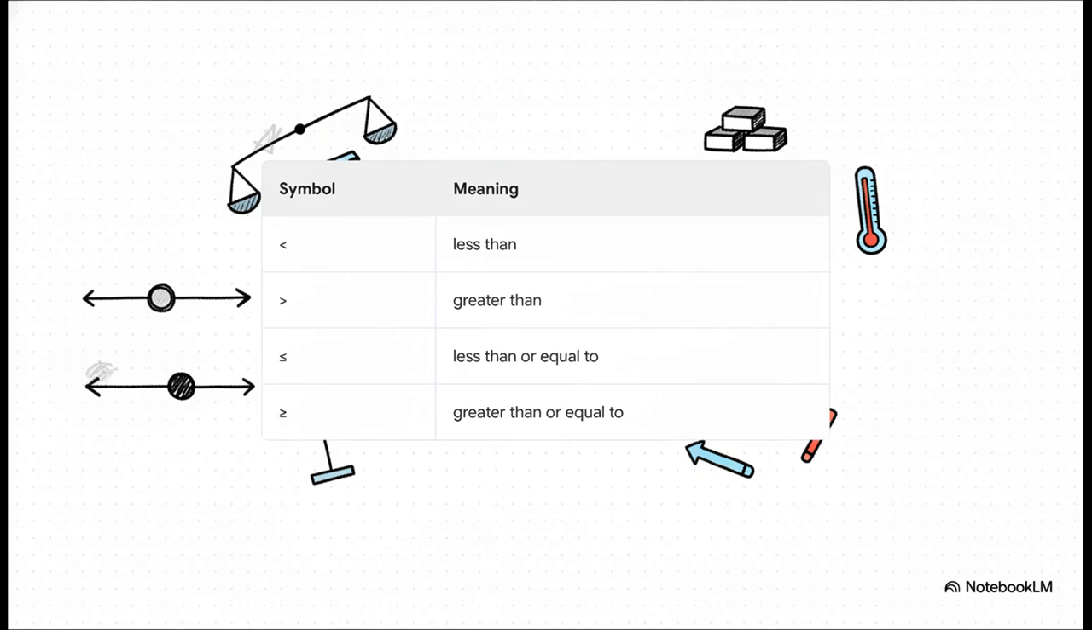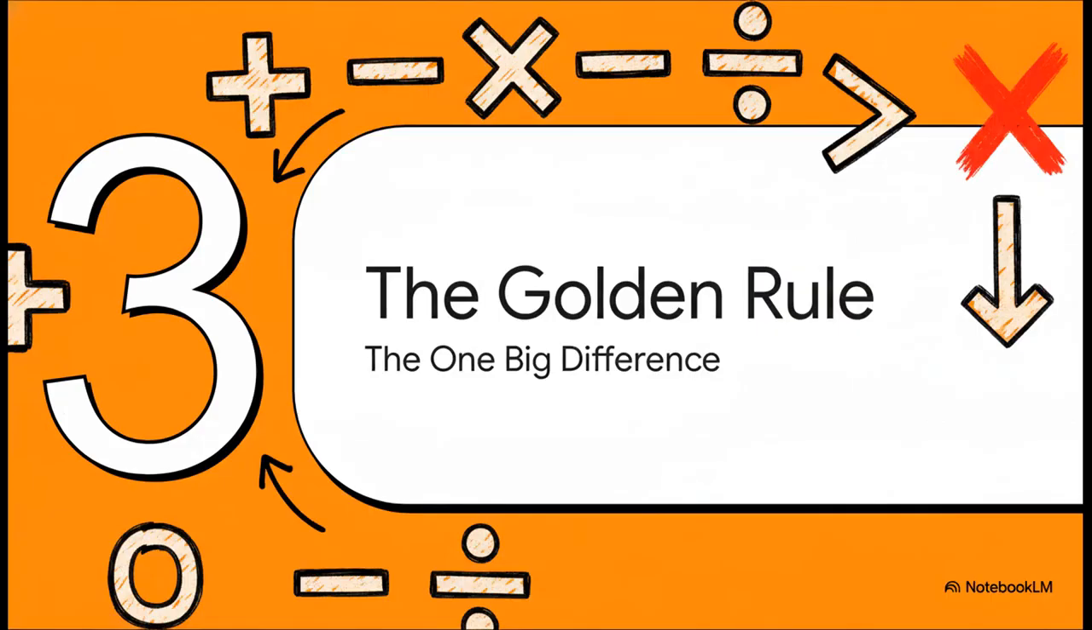And this right here, this is the vocabulary that makes it all happen. You've got your less than and greater than symbols. These are what we call strict. They don't include the number itself. But what if you want to include it? Well, that's where that little line underneath comes in. It's like an anchor. It gives us less than or equal to and greater than or equal to. Simple, right? Okay, so we can read them, but how do we solve them?